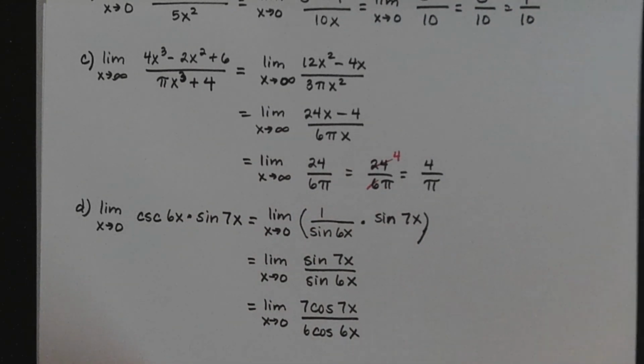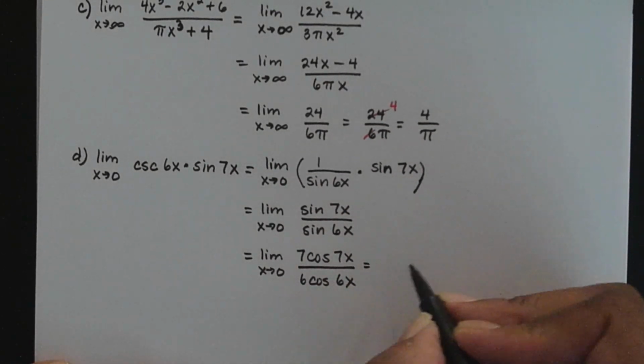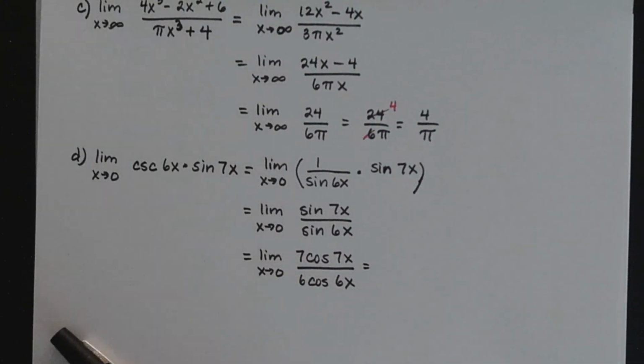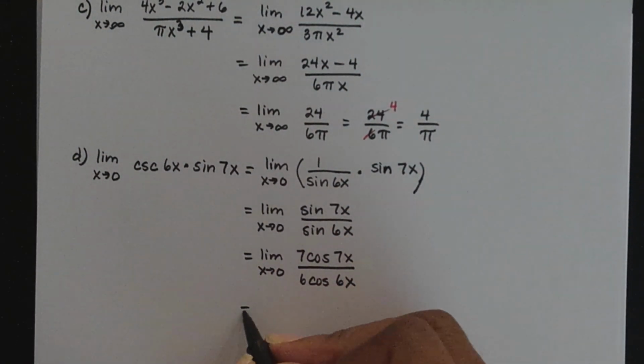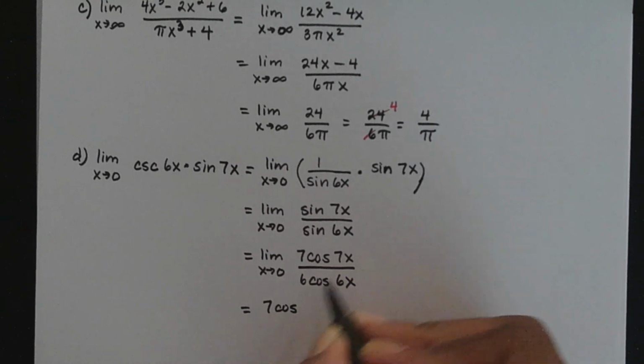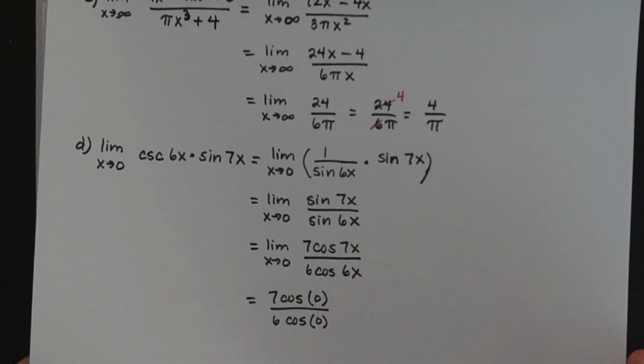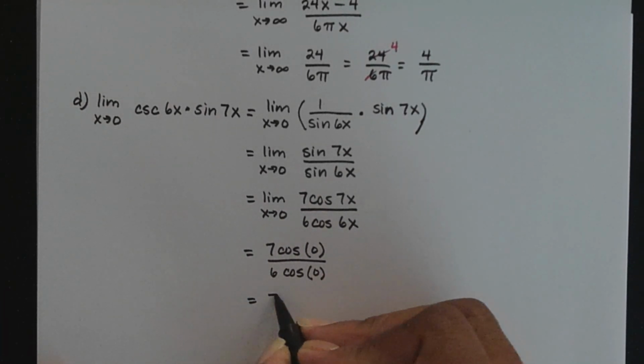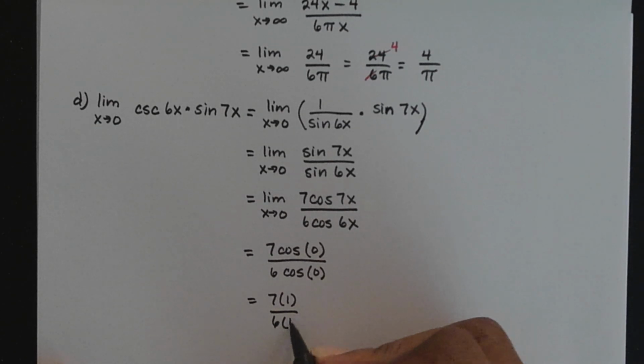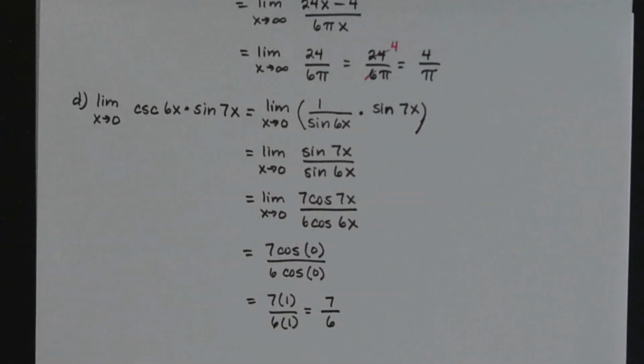All right, now I can go ahead and do direct substitution here. Let me put this underneath it. Have 7 times the cosine of, well, what's 7 times 0? 0. And then 6 times the cosine of 6 times 0, that's also 0. What's the cosine of 0? 1. So this will be 7 times 1 divided by 6 times 1. That's going to end up being 7 over 6. So that will be the limit as x approaches 0 of the cosecant of 6x times the sine of 7x. That's going to end up being 7 over 6.